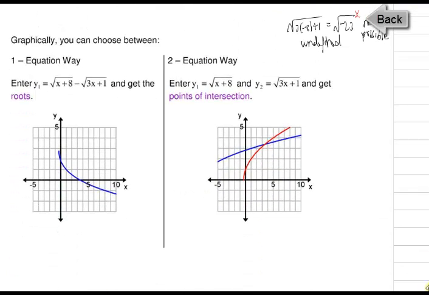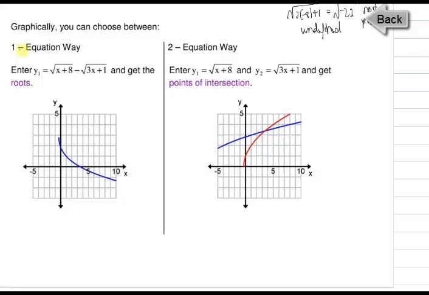Okay, and we can choose two ways. One is the one equation way and one is the two equation way. With the one equation way, you want to take your original equation, which is the square root of x plus 8 equals the square root of 3x plus 1, and you want to move one of the radicals over to the other side. So I'm going to move the square root of 3x plus 1 over to the left so that I get the square root of x plus 8 minus the square root of 3x plus 1 equals 0.